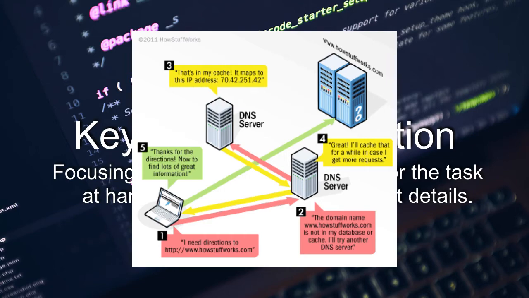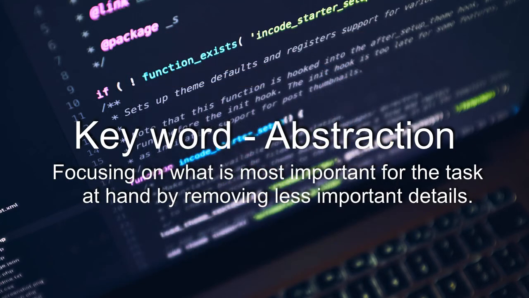We're taking all that detail about the information and removing it so that we can focus on the most important detail, and that's getting to the internet. So that's an example of abstraction.